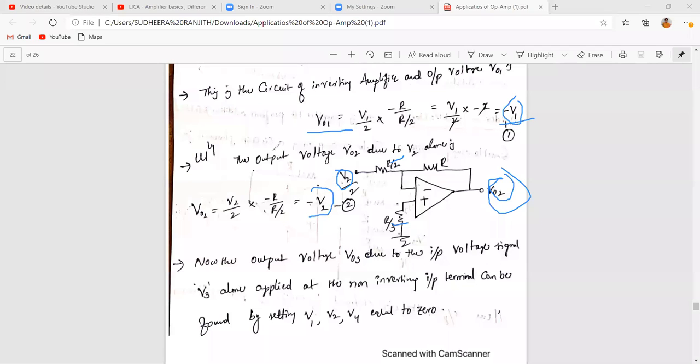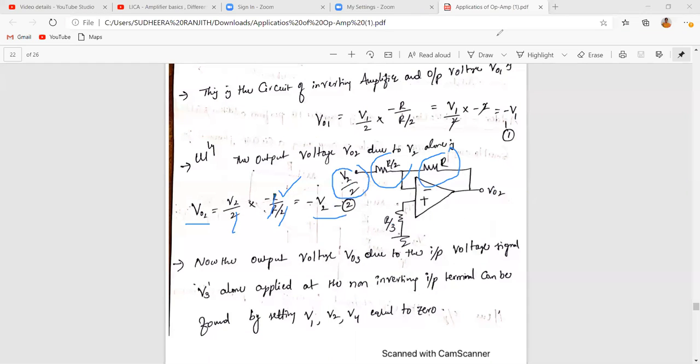Similarly, I wrote it with the same methodology, the same analysis. V02 equals, if you observe, already I have written here, what is the input? Inverting amplifier input, V2/2. What is the formula? Minus RF by R. What is RF? R. Minus R/2. The Rs get cancelled, and these two also get cancelled. Finally, minus of V2. Output is minus of V2.